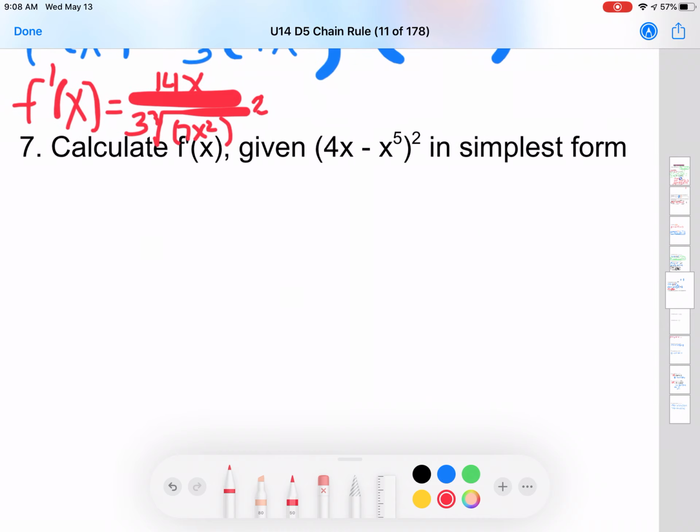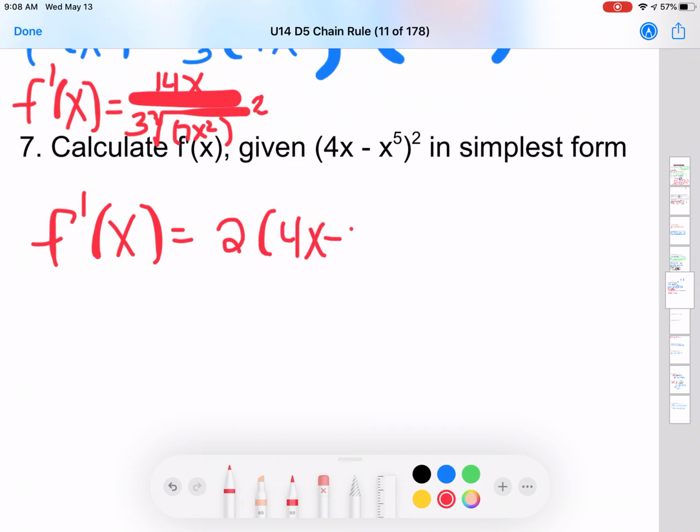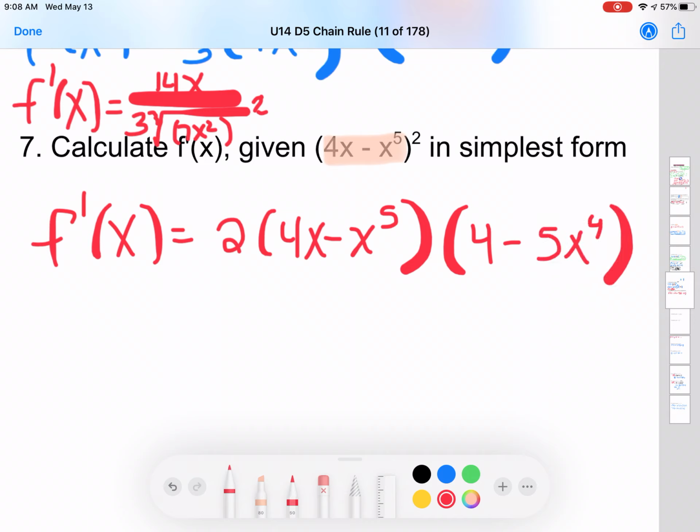Okay, 7 is a pretty easy one, I think. Let's do it together. It's just going to be straight up chain rule. Derivative of the outside, 2 times 4x minus x to the 5th. Decrease the power by 1, so that would be 1, times the derivative of the inside. Derivative of 4x is just 4 minus 5x to the 4th, power rule. Okay, and we're looking good.